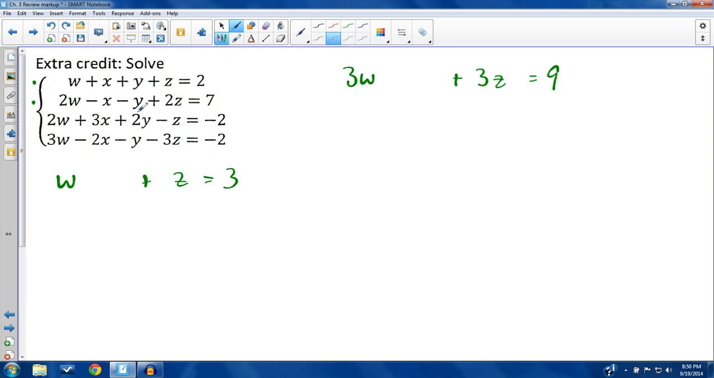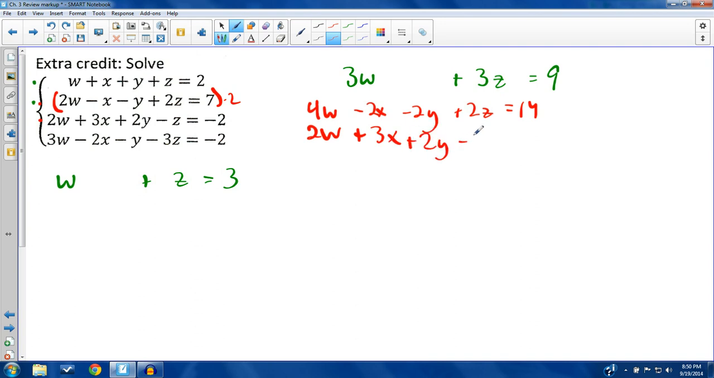Okay. To eliminate another set of Y's, let's go ahead and multiply these guys by 2 if I want to combine these red guys right here, second and third equation. So if I multiply by 2, I'm going to get 4W minus 2X minus 2Y plus 2Z equals 14. And I add that with 2W plus 3X plus 2Y minus Z. I got ahead of myself there.